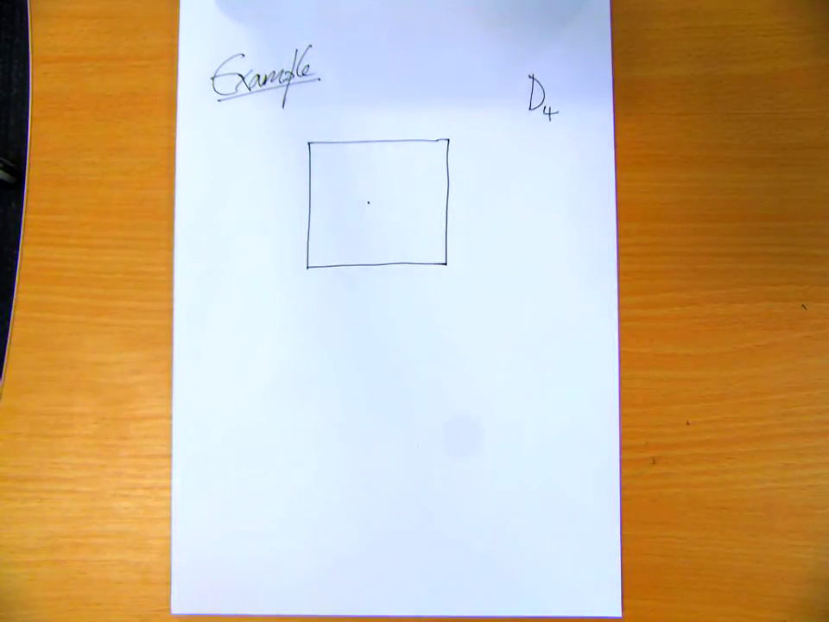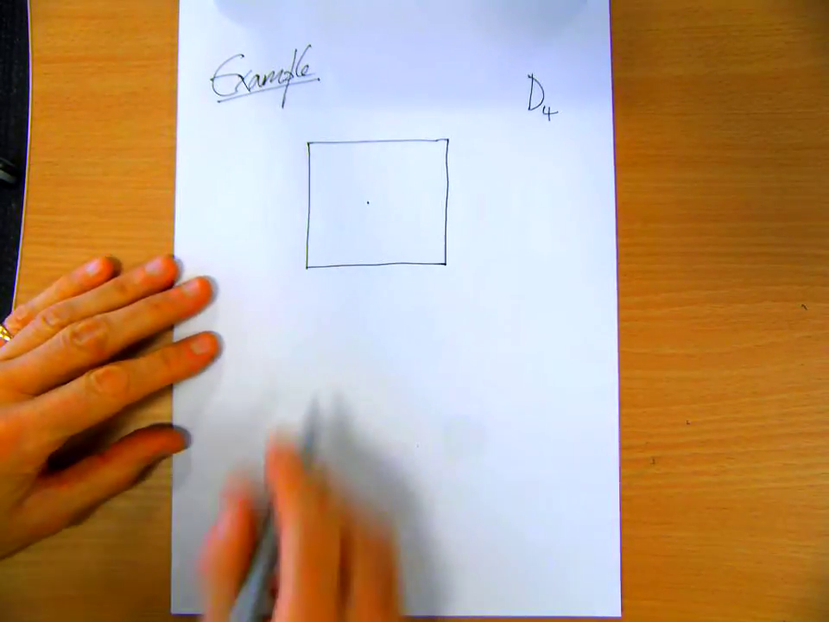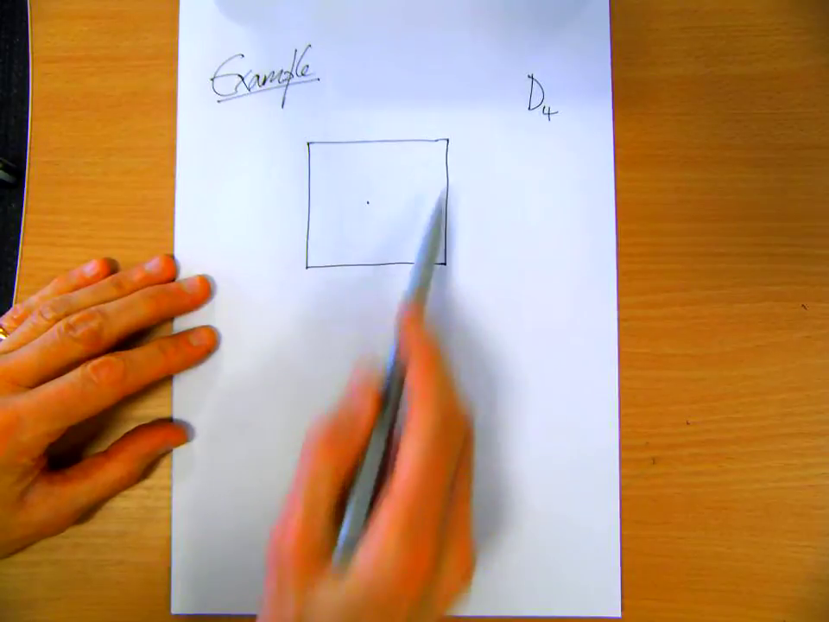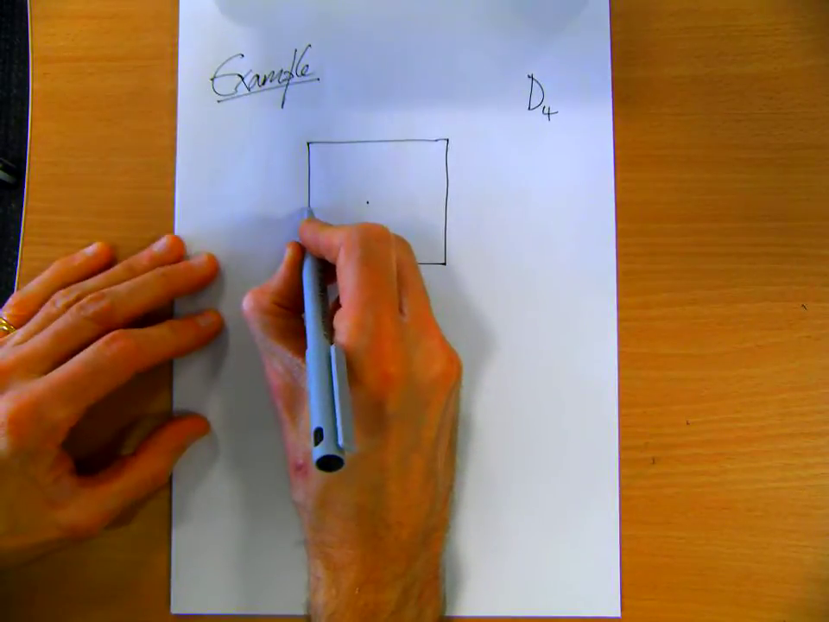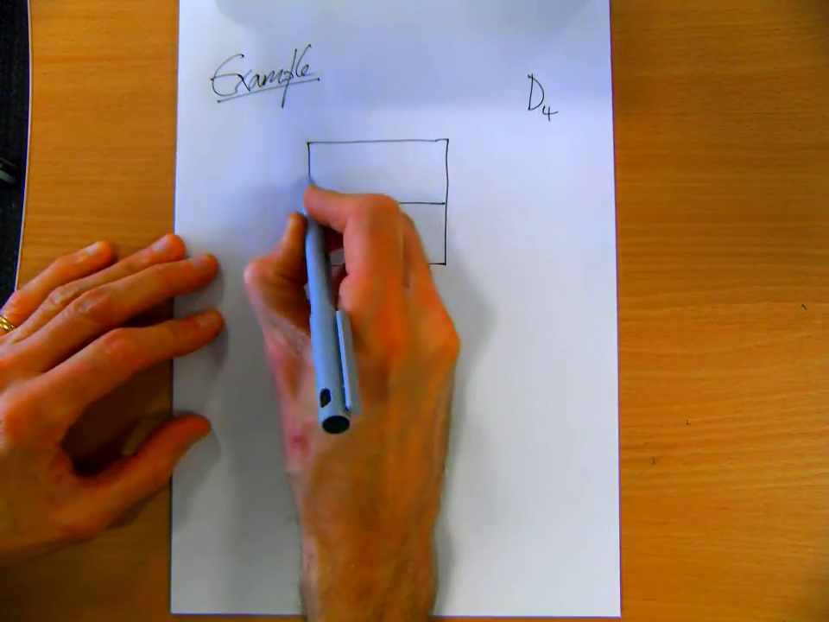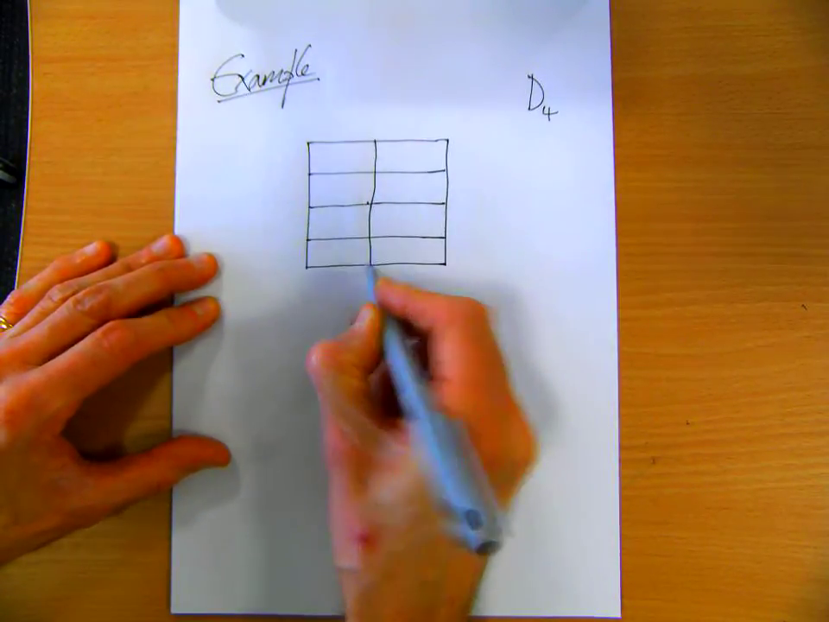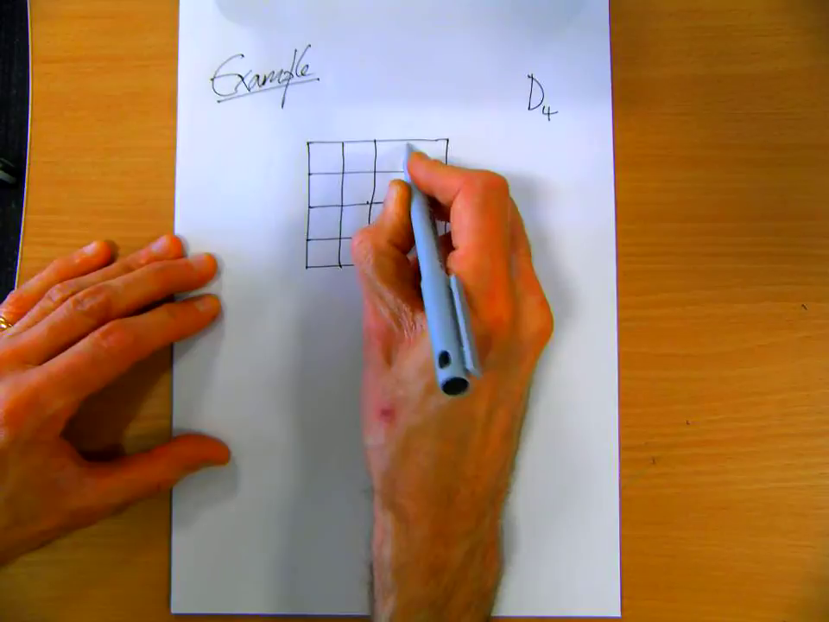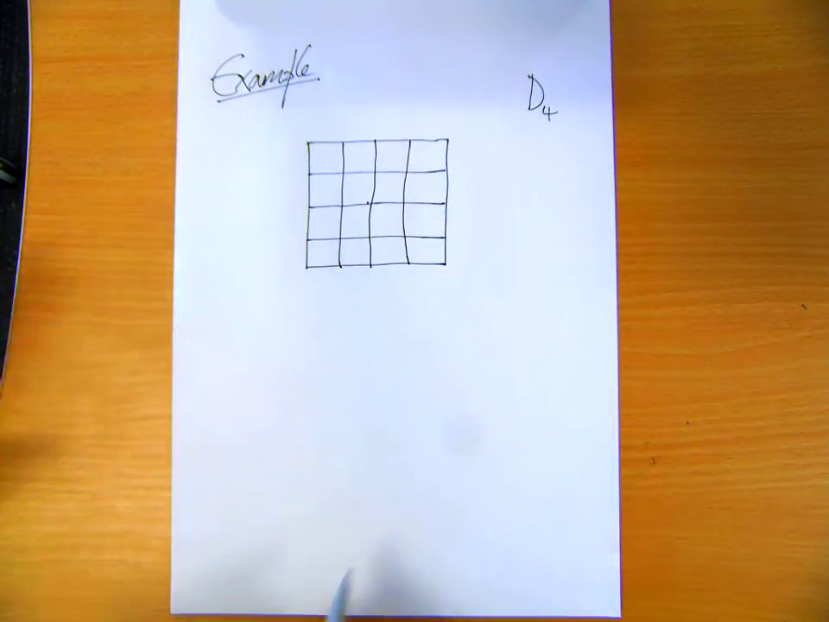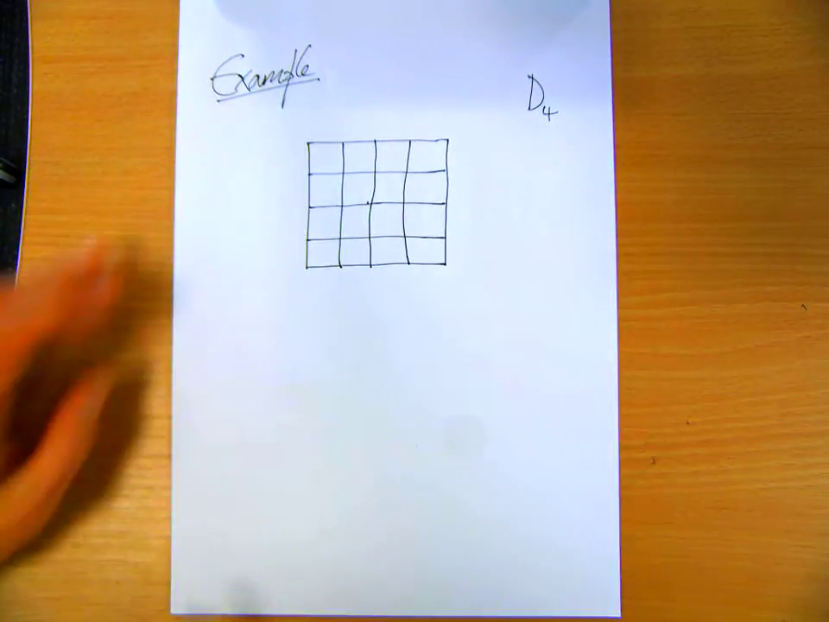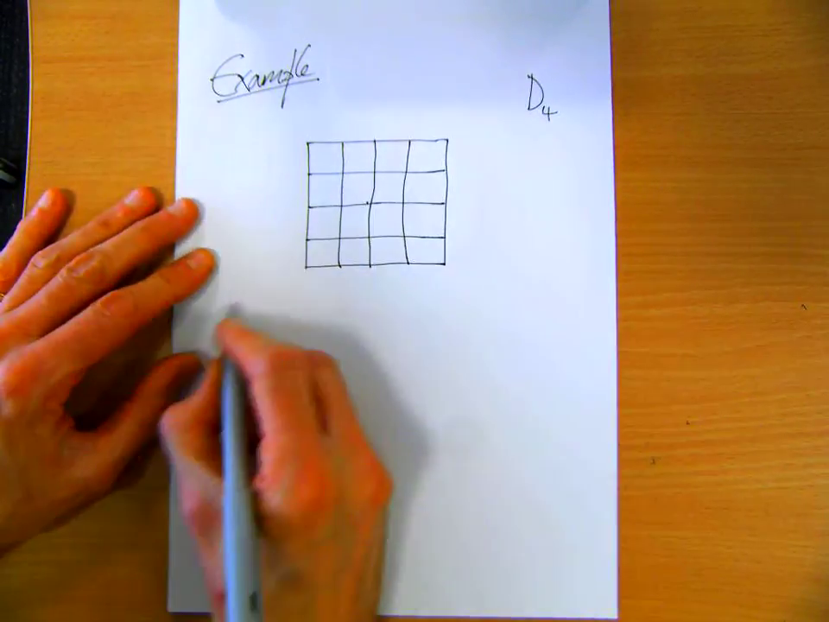Now, as I said last week, once you've got one group action, you get a lot of other group actions for free. And given that D4 acts on the square, it also acts, for instance, on the set of 16 little squares that I get if I divide the square up into 16 equal little squares.